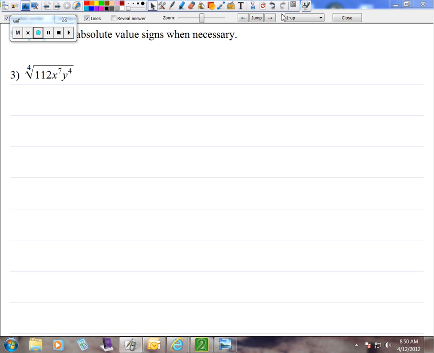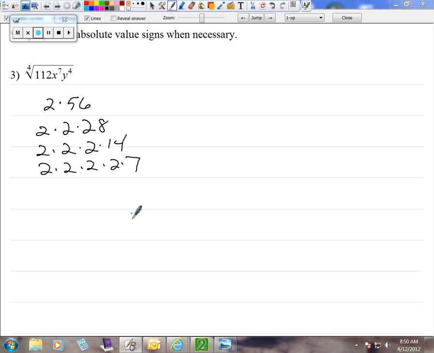Well, let's see how we got started. So 112 is the same as 2 times what? 56. And then 2 times 28 for 56, right? 2 times 14. So what can we take out for the number? Yeah. We're doing the fourth root, so we have 4 2's. We can take a 2 out. And what's going inside? The 7.